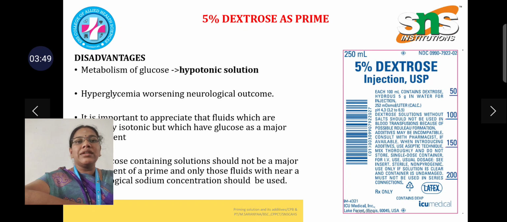Another form of solution is 5% dextrose as a prime. We cannot use dextrose full time as a prime, but we can add the dextrose into 1000 ml of the various priming solutions. Why? Because it is a hypotonic solution and the metabolism of glucose will be going on, which gives an increased glucose level in the blood, called hyperglycemia. This hyperglycemia will worsen the neurological outcome of the patient. So once you need to add dextrose in a priming solution, ensure the patient has a problem with the sugar level, and you can add according to their needs.